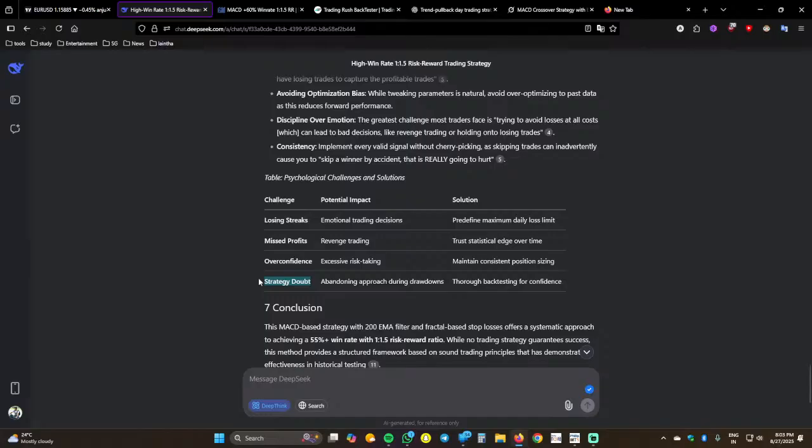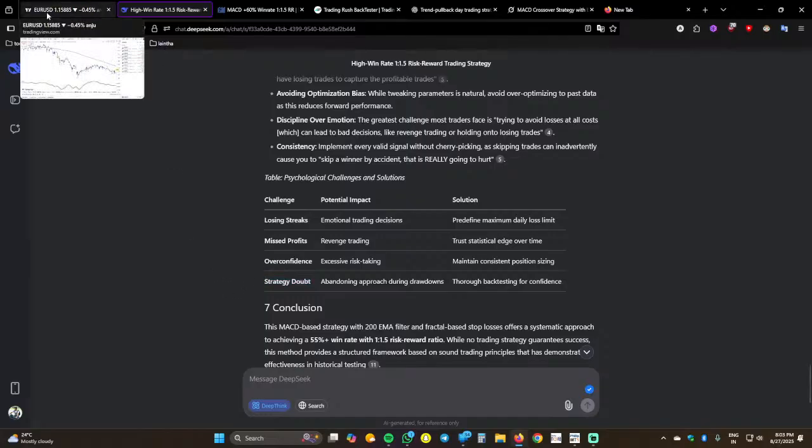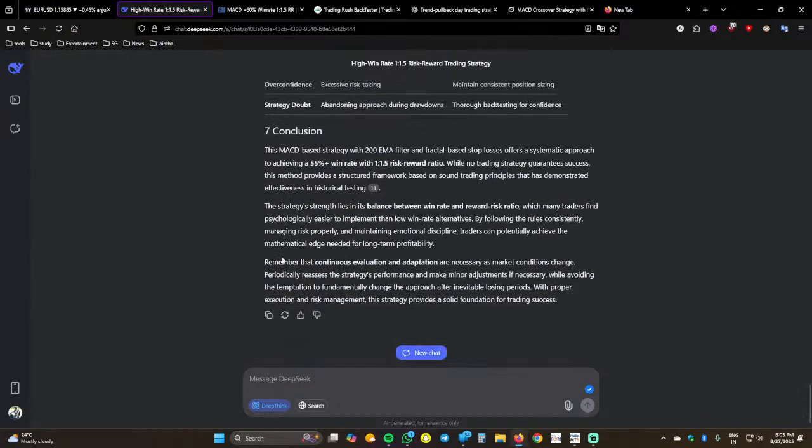This is the most important thing. Skipping the strategy won't give us clarity, so we should not skip the strategy. We have to backtest it seriously and then see what's going to happen.